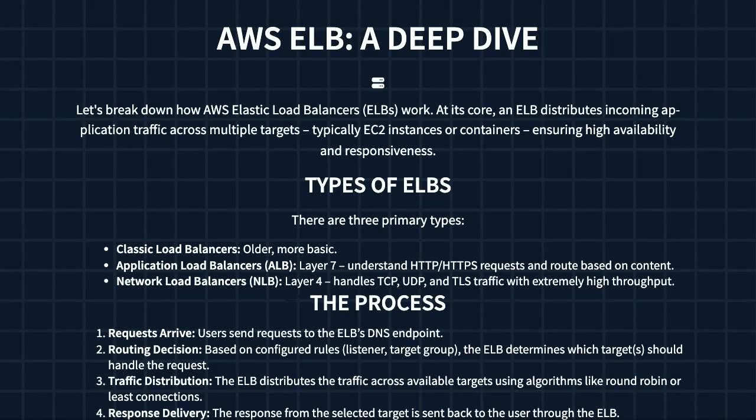Okay, so let's talk about how AWS Elastic Load Balancers work. Basically, they're like traffic directors for your web apps. There are a few different types: classic, application, and network, each designed for specific needs. The core idea is simple. When someone tries to reach your application, the ELB smartly distributes that traffic across multiple servers instead of sending it all to one. This prevents any single server from getting overwhelmed and keeps things running smoothly even if one server goes down. It's a really important piece of the puzzle for building reliable applications.